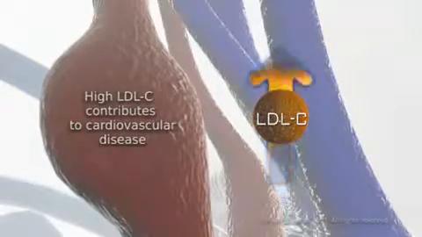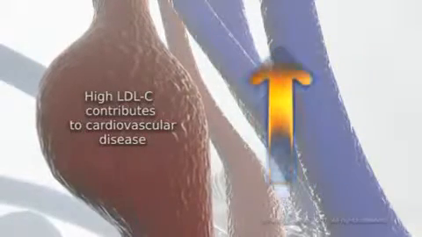Atherosclerosis may cause the artery wall to weaken, causing it to bulge under the pressure from the blood. This bulge, called an aneurysm, can rupture, and the resulting bleed, called a hemorrhage, can be fatal.